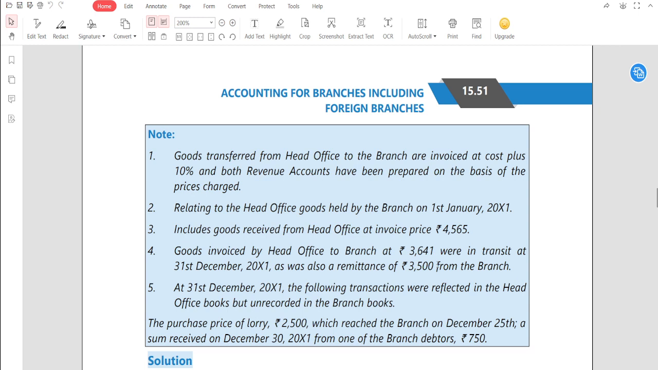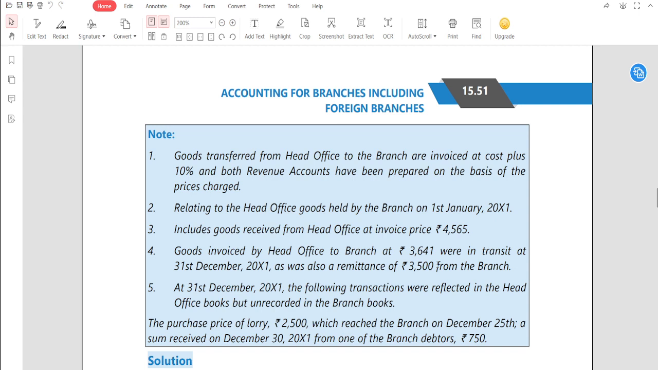Okay. At 31st December 20 the following transactions were reflected in the HO books but unrecorded in the branch books. The purchase price of the lorry is 2500, which reached the branch on December 25th. A sum received on December 30, 20 from one of the branch debtors, 750. It means the purchase price of the lorry is 2500, which reached the branch on December 25th.